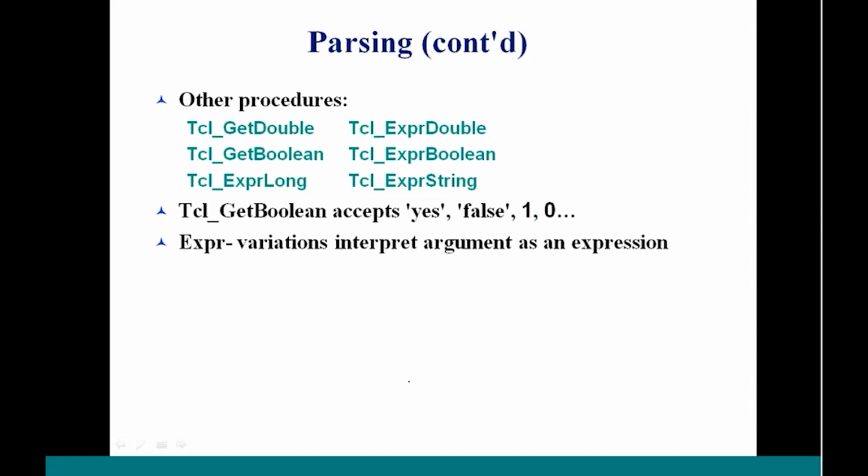And then for parsing there are other procedures: Tcl_GetDouble, where double is in the context of floating point numbers, Tcl_ExprDouble, Tcl_GetBoolean, Tcl_ExprBoolean, and then Tcl_ExprLong and Tcl_ExprString. Tcl_GetBoolean accepts true, false, 1 or 0. The expr procedures are basically variations that evaluate the interpreter argument as an expression.